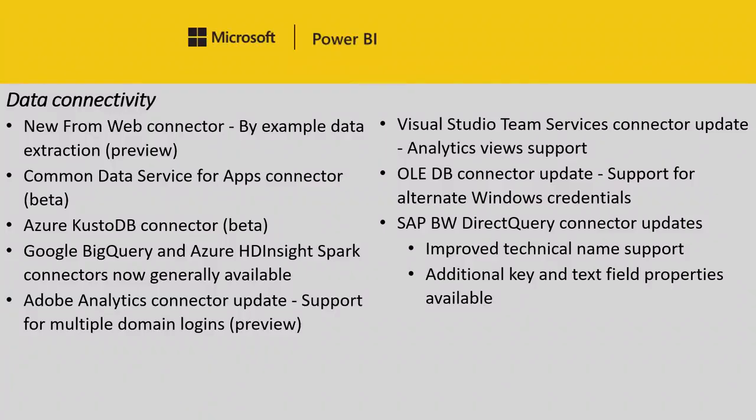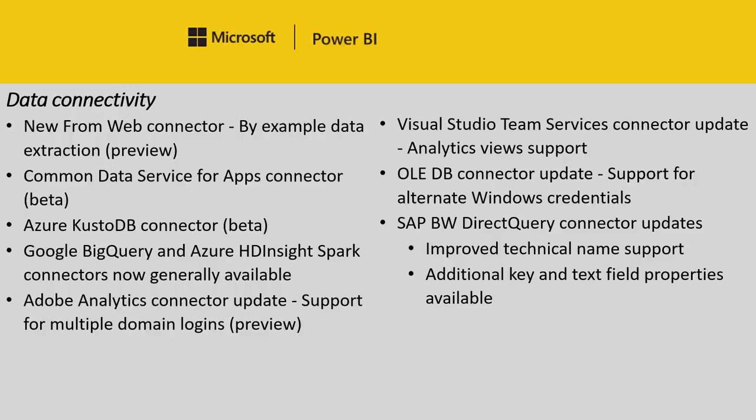Remember, it's a preview feature, so there's still going to be improvements to it, and we would love to hear your feedback on it. We also had a few other connector updates in this release. I'm just going to read the list because there's a couple of them and I don't have them memorized. We've got the Common Data Service for apps connector. We've got the Azure Cosmos DB connector, and we've got the Google BigQuery and Azure HDInsight Spark connectors are both generally available. For the Adobe Analytics connector, there is actually support now for multiple domain logins. There is an item you're going to have to go check to enable this feature though, within the preview area.